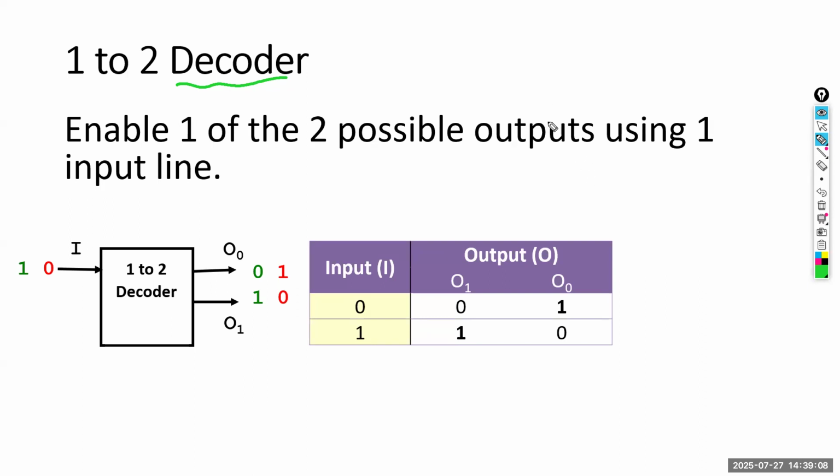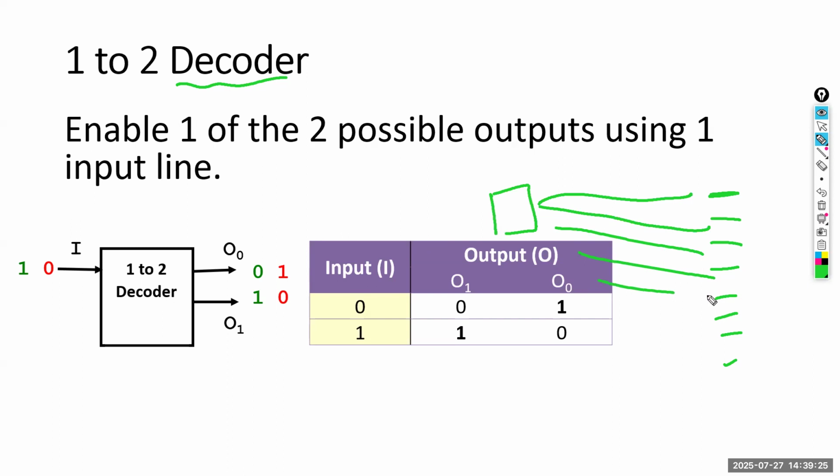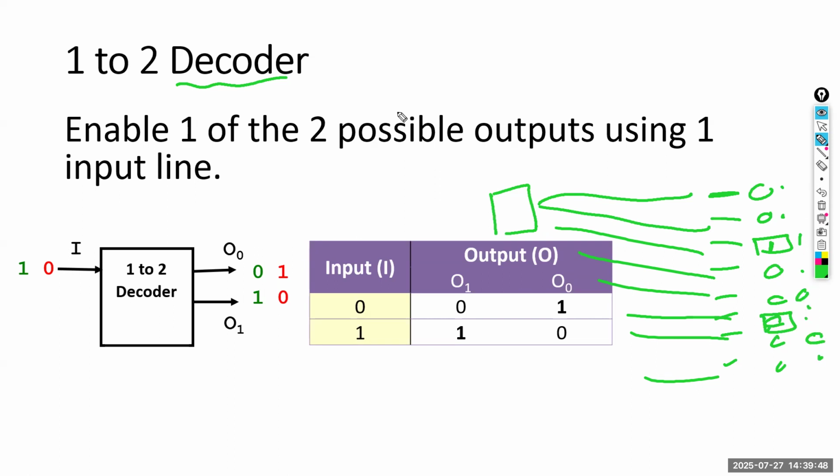So the idea is we need to enable only one output. Say we have a set of outputs 1, 2, 3, 4, 5, 6, 7, 8. When we go through the decoder, we want to enable only one output while all the others are disabled. So you can use a decoder to do that. It's like this one is green, all the others are red. When this is green, all the others are red. Only one can be green at a time.